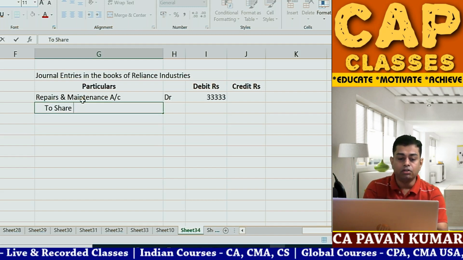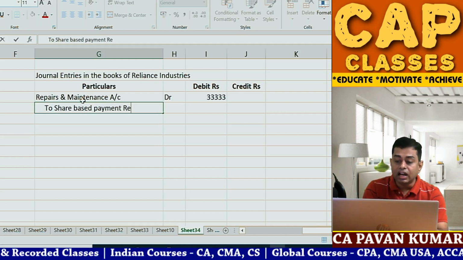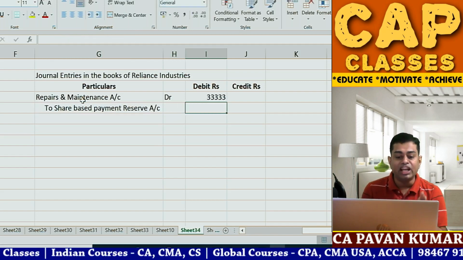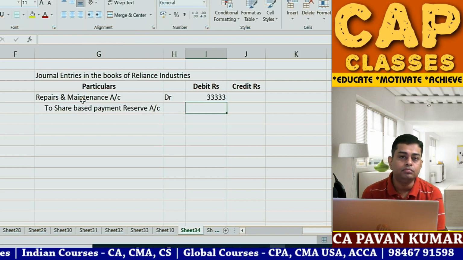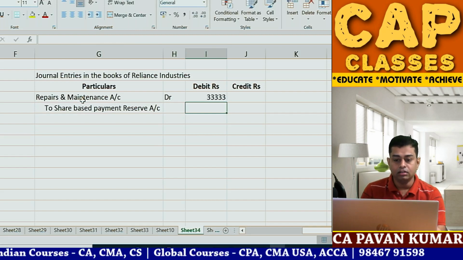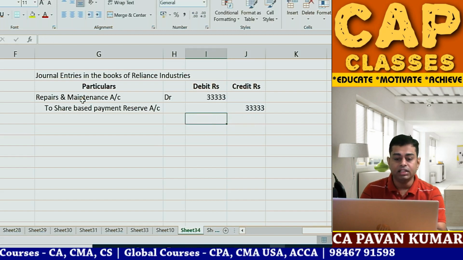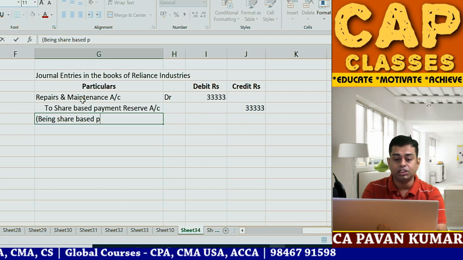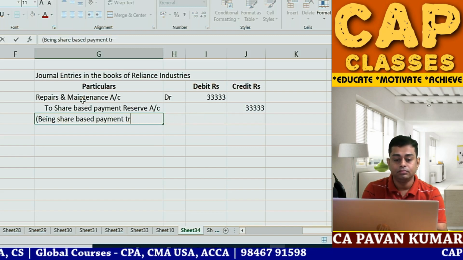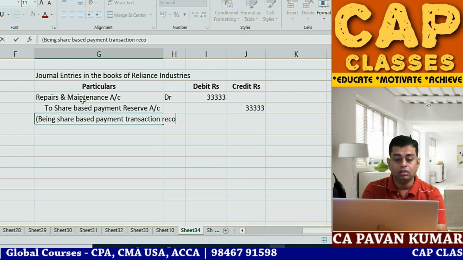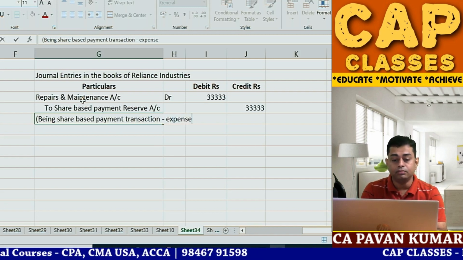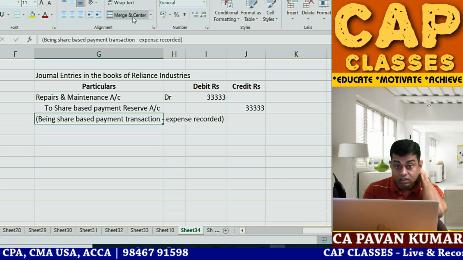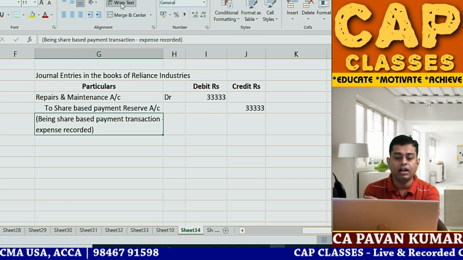Very good. Share-based payment reserve. Correct answer. Why will we not create a liability? Because I know that I am going to issue shares to him. So, 33,333. Being share based payment transaction, expense recorded.